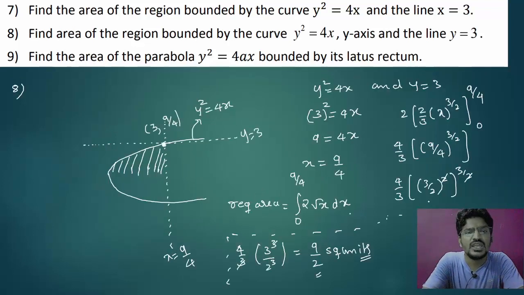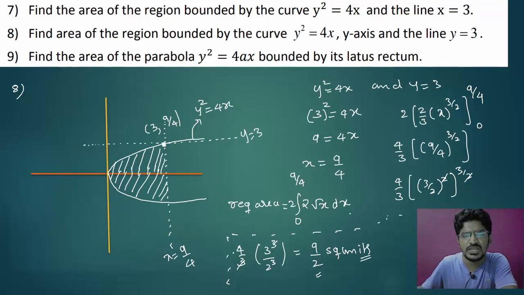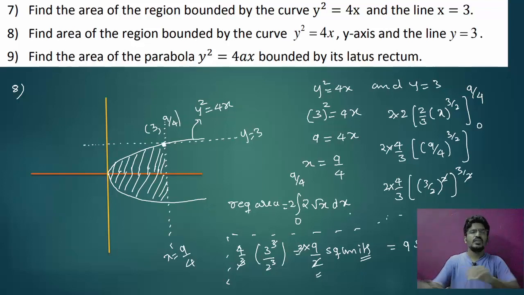Okay. And here also you can go for the 8th problem, that is y square equal to 4x and y equal to 3. Here also we have to go for both the quadrants. So that's why you multiply it with 2. Here also you multiply it with 2. So last with the answer also you have to multiply it with 2. 2 will get cancelled. So 9 square units will be your answer.